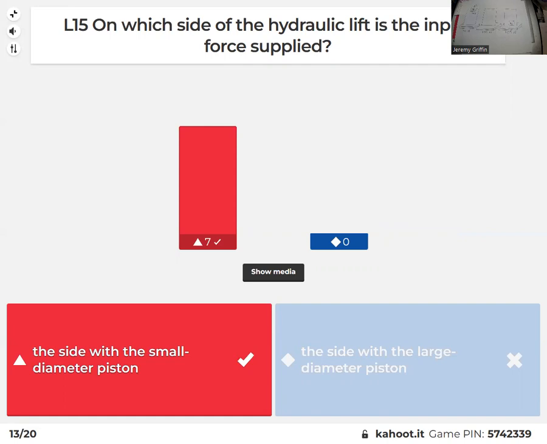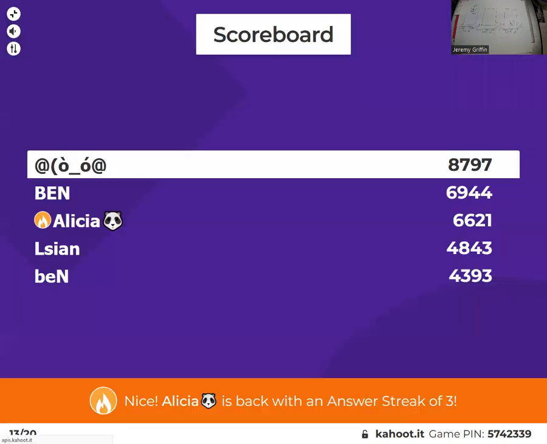Now you don't get something for nothing, and that's true here too. The volumes of fluid displaced is also equal on both sides, which means you have to push down a very long distance just to lift the car a little bit, but at least you can lift the car.